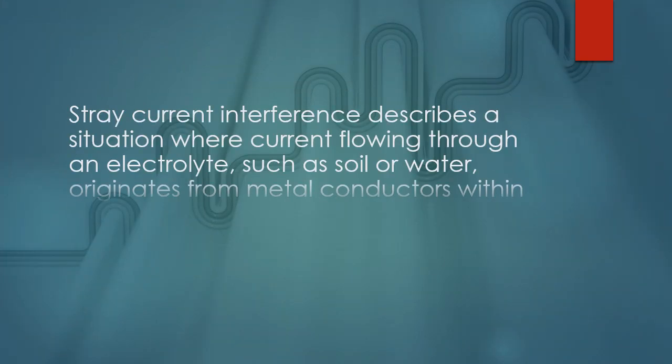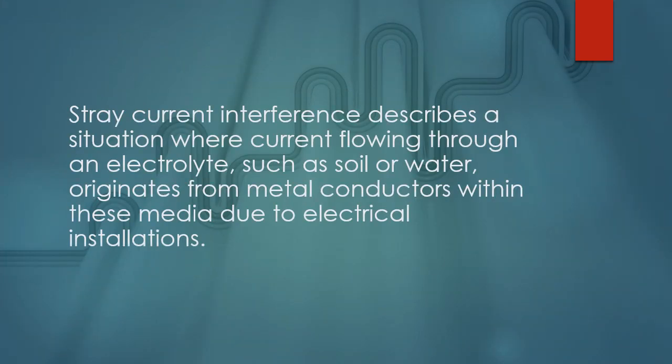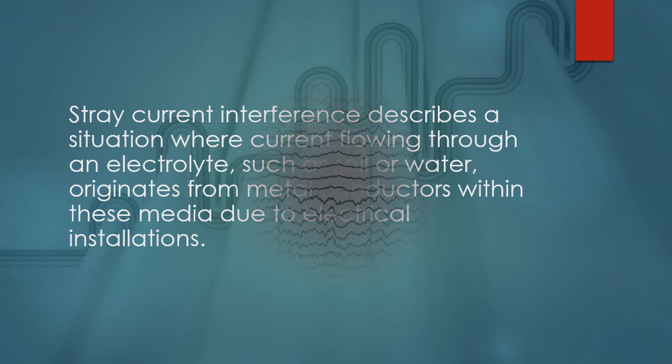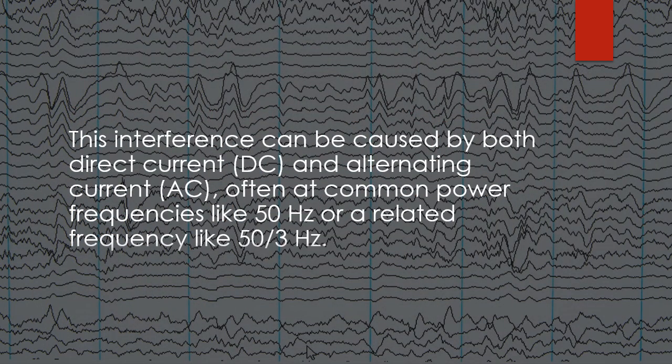Stray current interference describes a situation where current flowing through an electrolyte, such as soil or water, originates from metal conductors within these media due to electrical installations. This interference can be caused by both direct current, DC, and alternating current, AC, often at common power frequencies like 50 Hz or a related frequency.